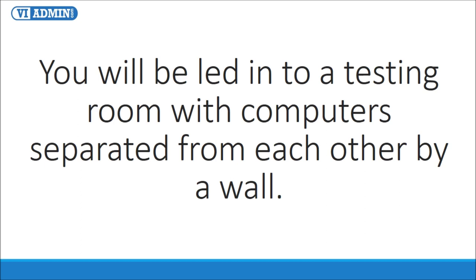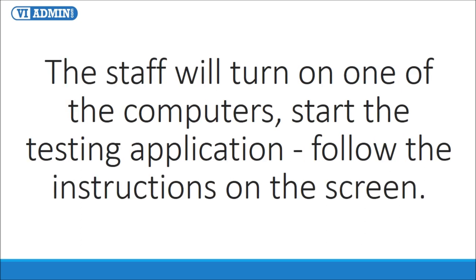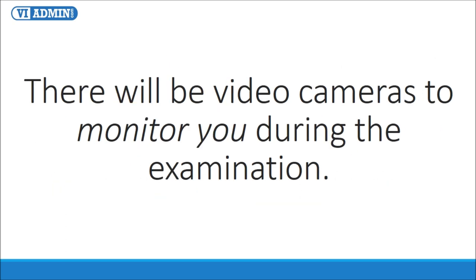Once you go through that procedure, you will be led into a testing room, usually a small one, with up to 5 computers which are separated from each other by a wall. A member of the staff will turn on one of the computers for you and will start the Pearson VUE testing application for you. You will be asked to sit down and follow the instructions on the screen. In the room, there will be a video camera to monitor you and guarantee that you will not cheat nor talk to anyone during the examination.